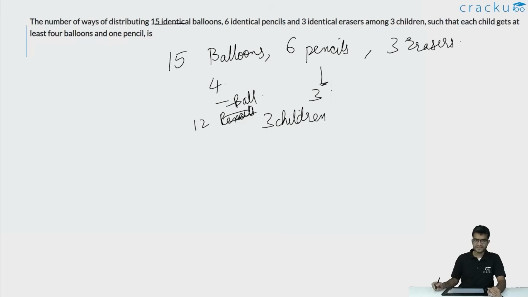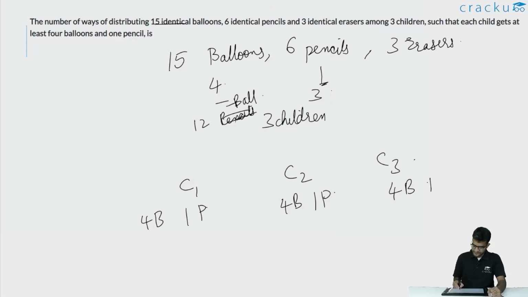So if you are removing this, there will be 1 child over here, 1 child over here, and 1 child over here. We have given each one of them 4 balloons, and we have given 1 pencil. This is something that we have to do, and once we have distributed this, how many pencils and balloons are left with us? We are left with 3 balloons because 12 balloons are distributed. We are left with 3 pencils because 3 pencils are distributed, and we are left with 3 erasers.